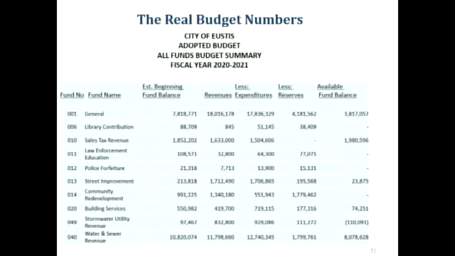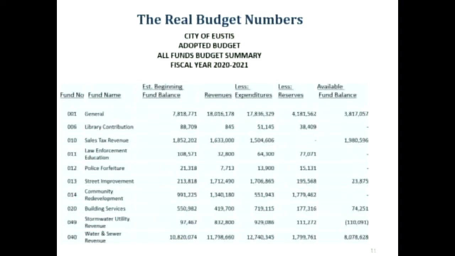Library contribution fund is a small fund, $88,000. Sales tax revenues coming in, that's the 1% sales tax, so we have fund 1.8 million. We get about 1.6 million a year, we're budgeting about 1.5, and we have a fund balance right now of about 1.9. Law enforcement, education, police forfeiture are small, specialized use funds that we get from seizures and for special programmatic funds.